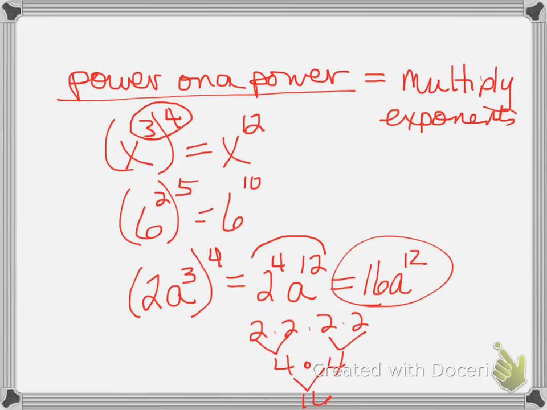So anything inside the parentheses has to be taken to that power, whether it's a coefficient like the number 2 or whether it's an a to the third. Everything has to be taken to that power, everything that's inside the parentheses. Okay, questions about that? Do you want me to do another one of those, the bottom ones? No, we're good? Okay.